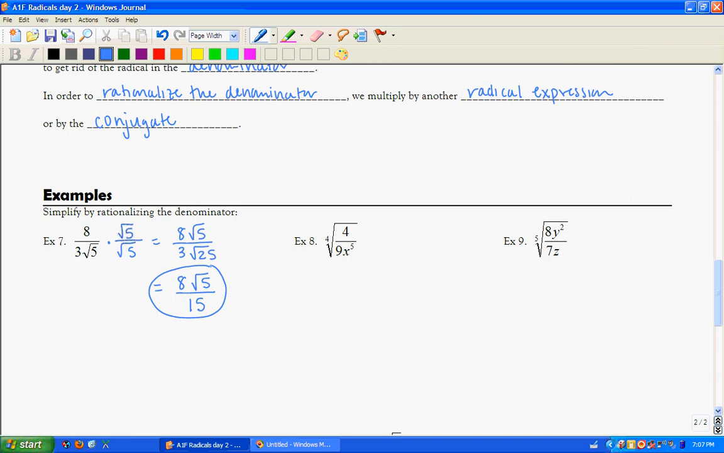For example 8, we have a 4th root, and we have a 9x to the 5th there. So what you want to do is simplify that denominator as much as you can. So maybe we'll rewrite this as the 4th root of 4 over the 4th root of 9, which we can rewrite as 3 squared. And then we have an x to the 5th underneath there. So, in order to rationalize this, what we're going for is we need to have a total of 4 things underneath the radical in order for them to be removed.